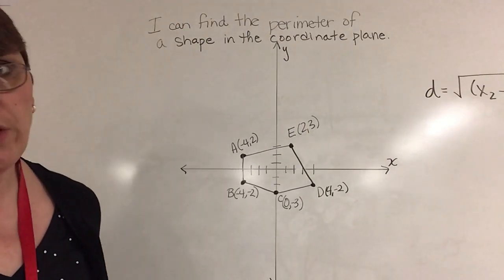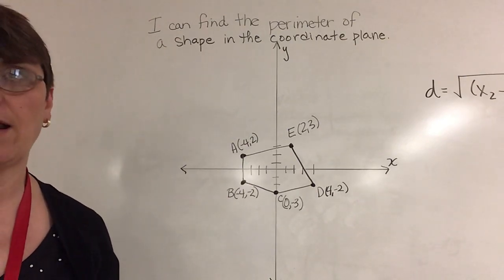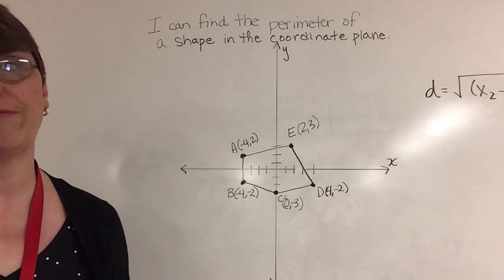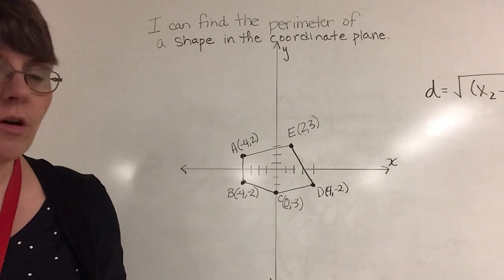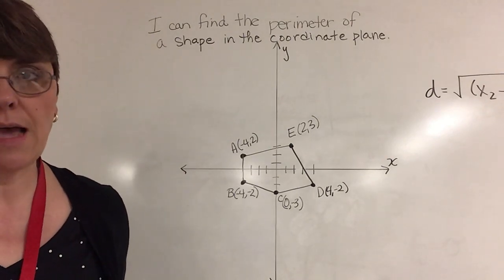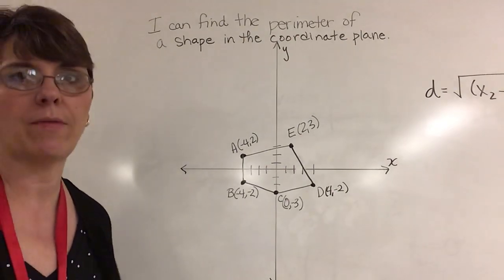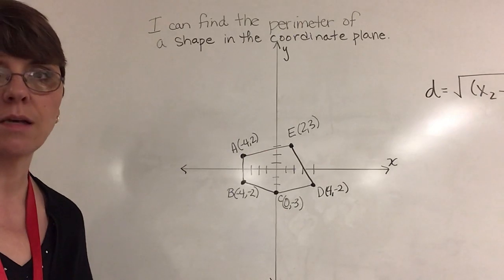We will be continuing with shapes in the coordinate plane, but this time we're not proving that a shape is a certain type of shape. We're going to be finding its perimeter. In order to find perimeter, we need to know the distance of all of the sides of the shape so that we can add them all together. Perimeter is the distance around the outside of some object.